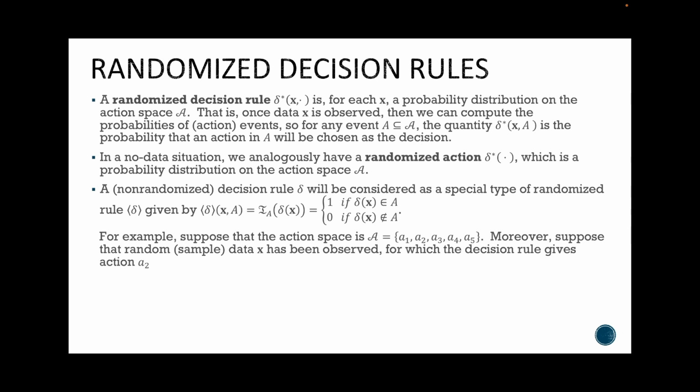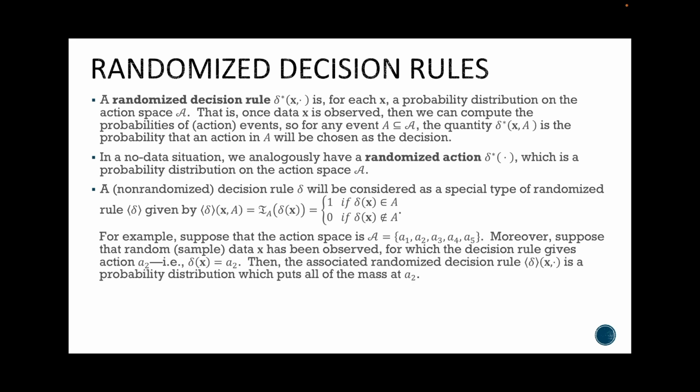So let's look at an example. Suppose the action space is what we see here, A1 through A5. And then also suppose that we have some observed data, little x. And the decision rule for that data is A2. That is delta of x. Based on our data, the regular decision rule says that the action should be A2.